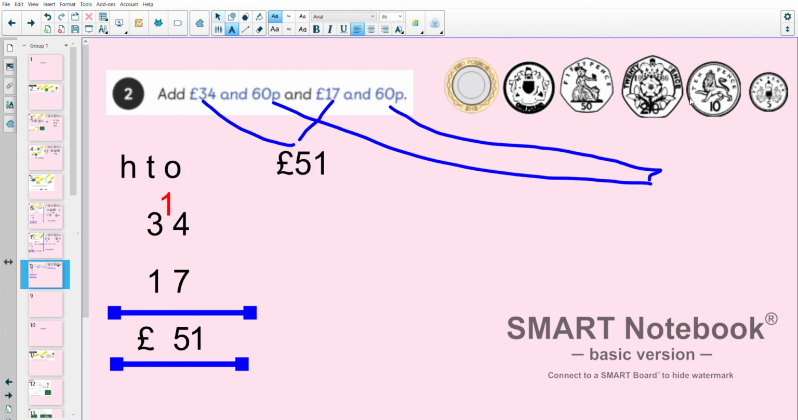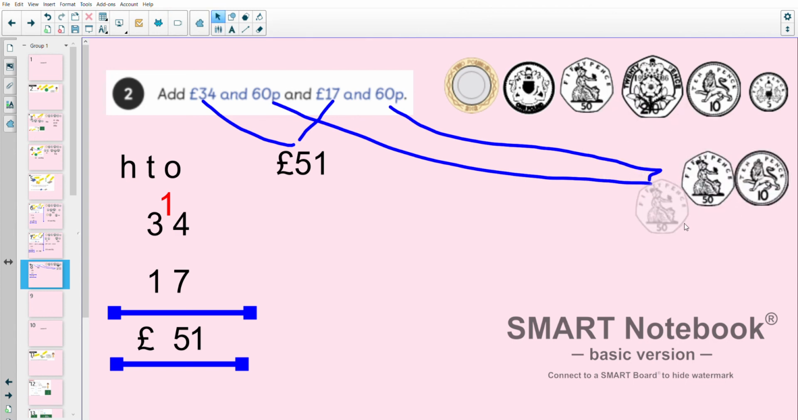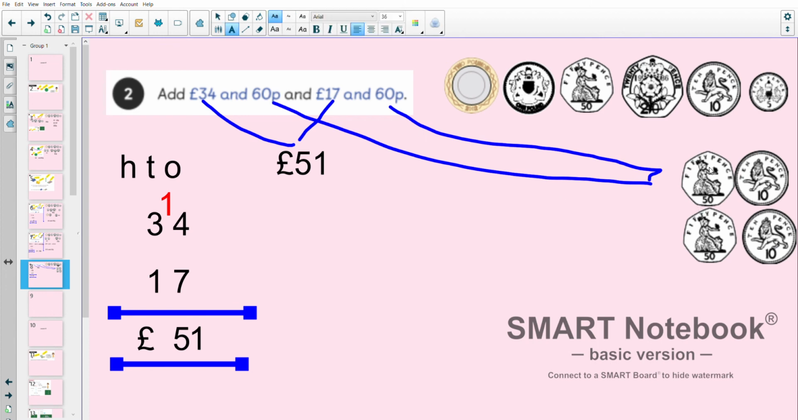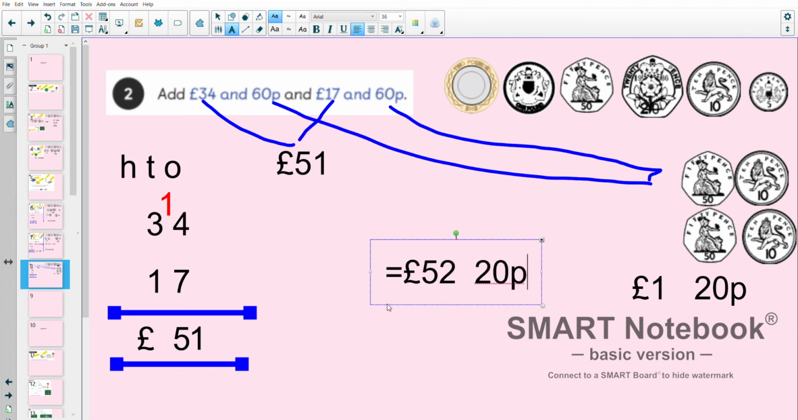I'm going to use the coins for this one. I could use the other method, it doesn't matter. 60p add 60p. And put that one there. And I can see that I've got, this is £1 and this is 20p. All together I've got £51 and a pound and 20p, so I've got £52 and 20 pence. Phew, that was a lot of hard work.